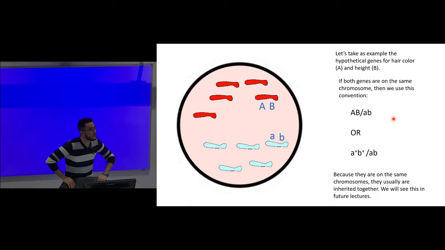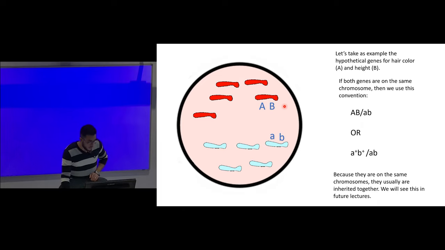Exactly. So let's say the two genes are on the same chromosome. If they're very close to each other, they will go together. So then the inheritance of these genes does not follow Mendel's second law of inheritance. And we will cover this next week. It's called linked inheritance. Okay?